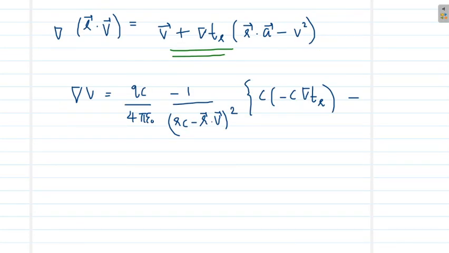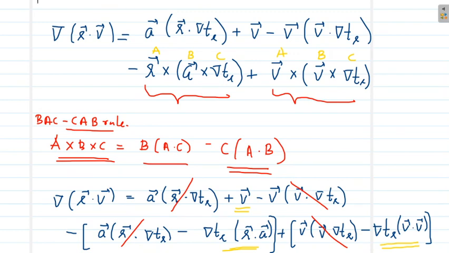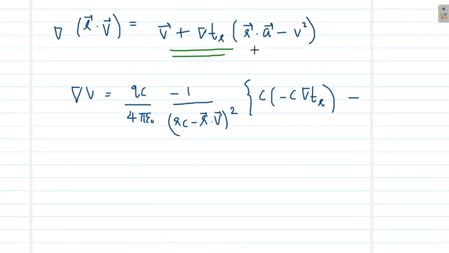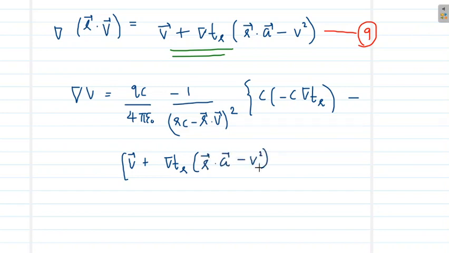So let us substitute equation number 8. Oh, let us write the new number here. So this is our equation number 9. So let us substitute equation number 9 into equation number 6. So it is minus v bar plus del tr into r bar dot a bar minus v square. So this is our expression for del v.